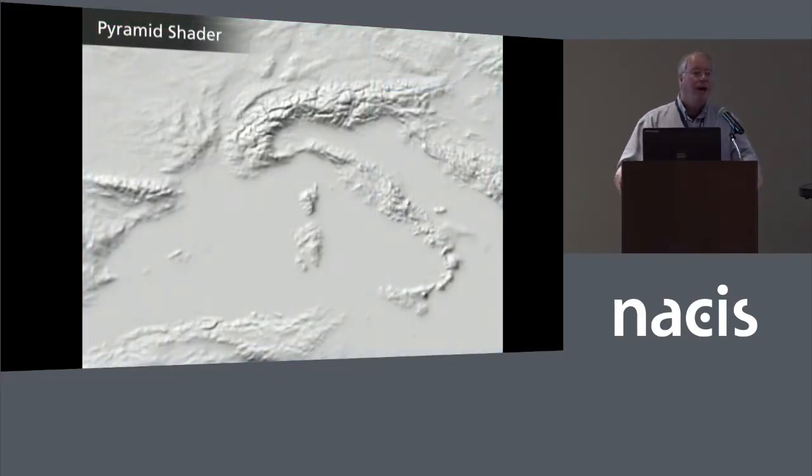So after applying the pyramid shader filter, this is what I ended up with. And I thought this was starting to get there, but I wasn't completely happy with the results. Again, it looked a little bit mushy, indistinct. It did not have that crispness that I wanted. And I was puzzling how I would fix this.